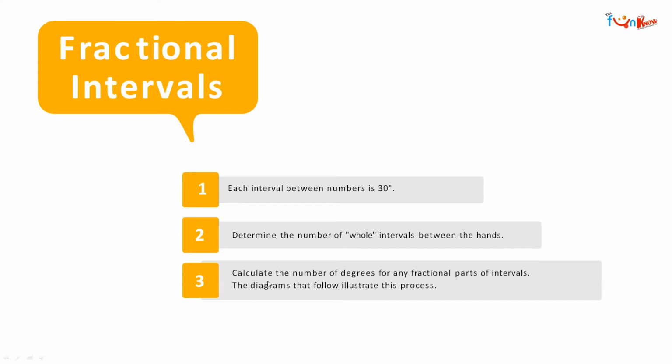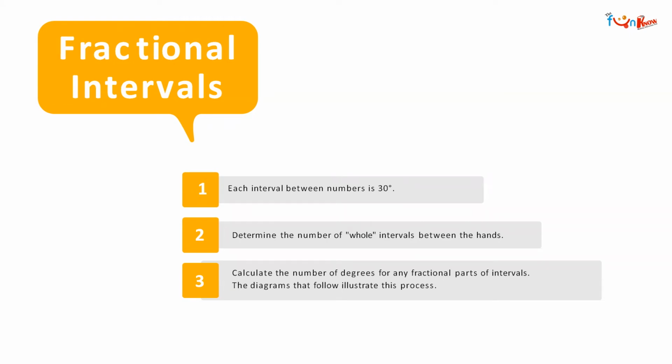So you calculate the number of degrees for any fractional part of an interval. The diagram that follows illustrates this process. You know that diagram, we have already shown it. So let's say we talk about 4:30. What is the angle made by the hour hand? The minute hand is pretty simple because it is going to be at 6. So what will be the angle made by that? 30 times 6 is 180, because it has already crossed six 30-degree arcs.